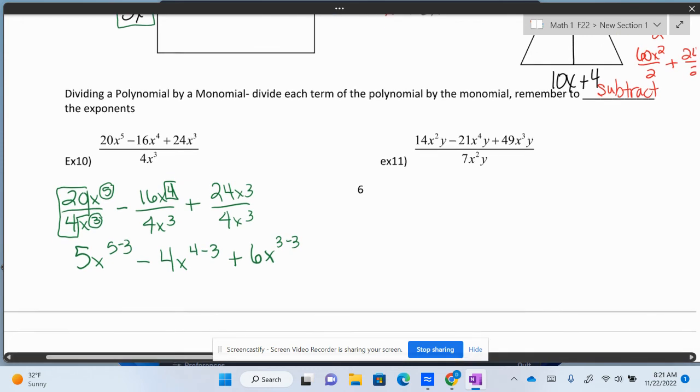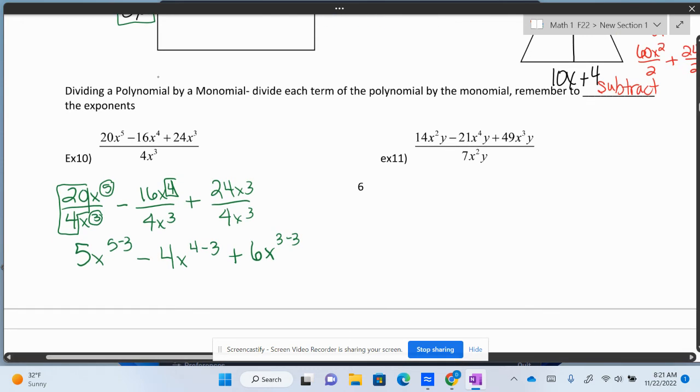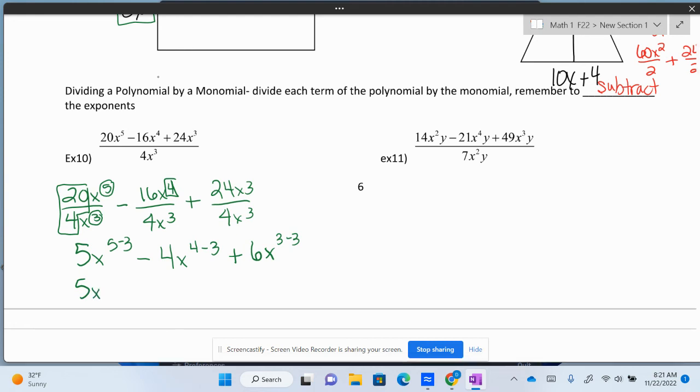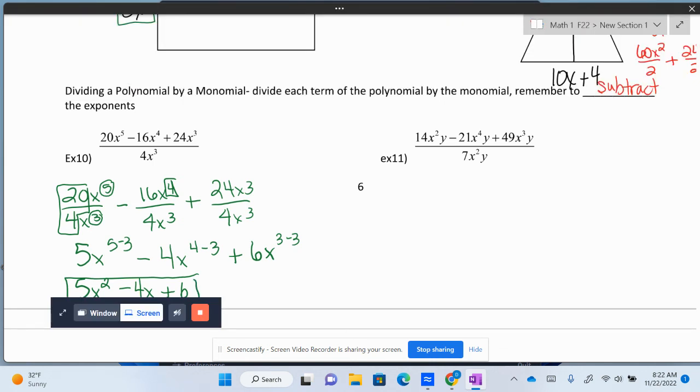So now I'm going to simplify those. So I have 5x to the power of 5 minus 3, which is 2. And negative 4x, I'm not going to write the exponent, plus 6. And x to the power of 0 means that it's a 1. 6 times 1 is 6. So we leave it just like this. So that's using the exponent rule.